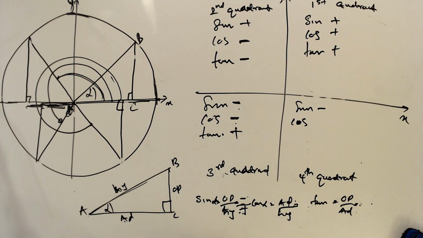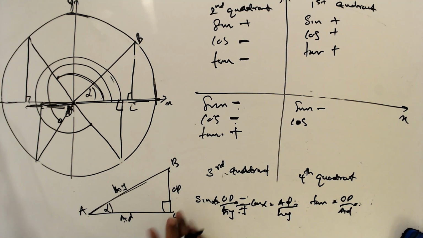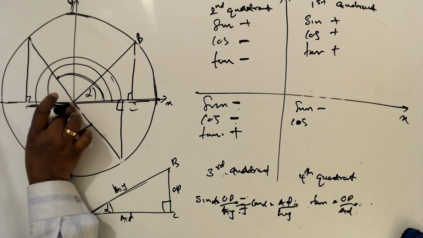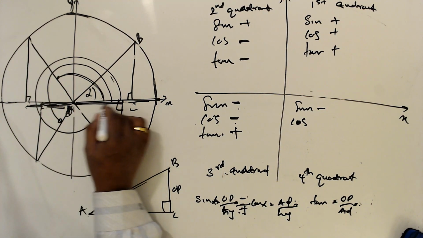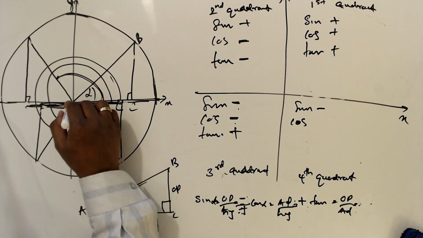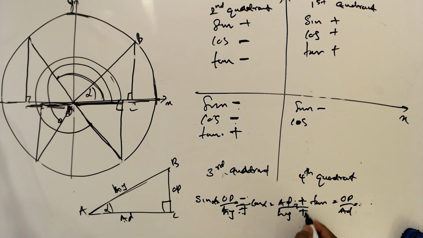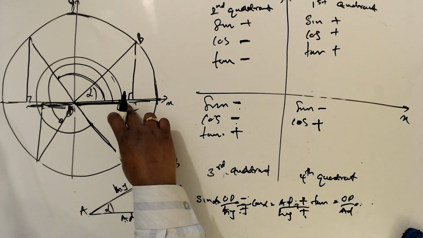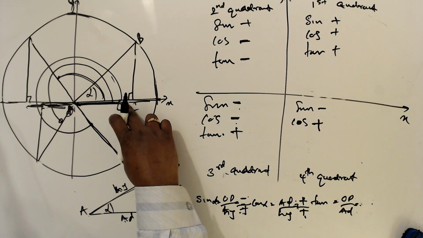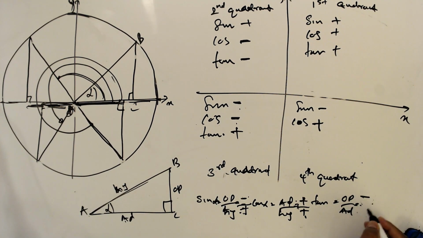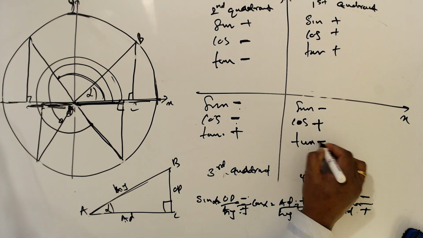Now let's look at cos. Cos means adjacent divided by hypotenuse. This is adjacent, and this is again adjacent. In here, this is on the x positive side, so that is positive. And the radius is always positive. So positive divided by positive is positive. Now tan means opposite divided by adjacent. Opposite value is negative and adjacent value is positive. So tan is going to be negative.